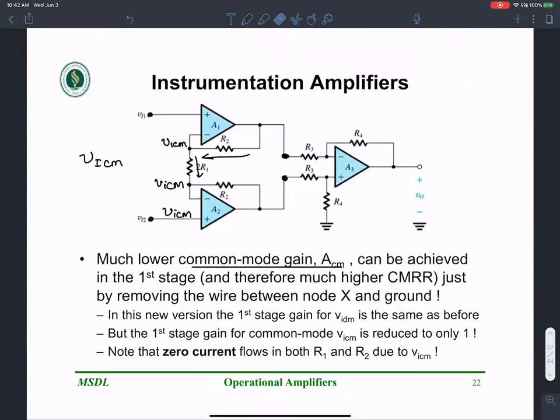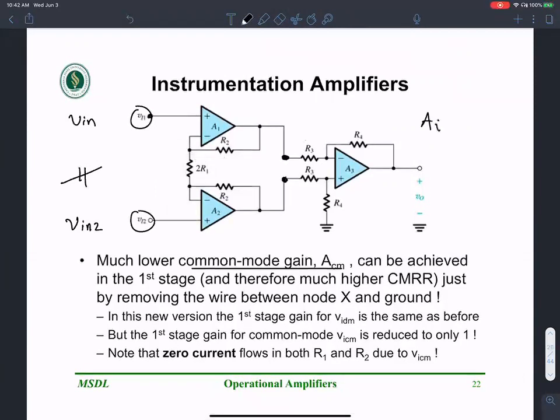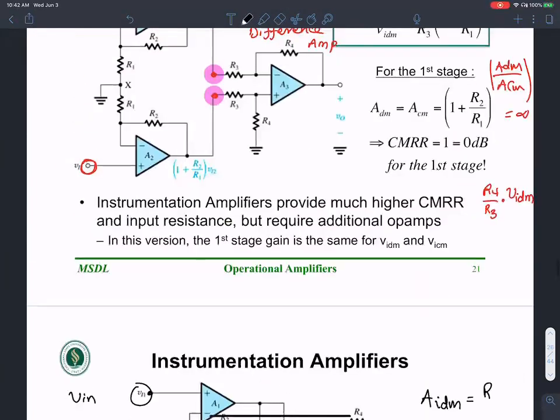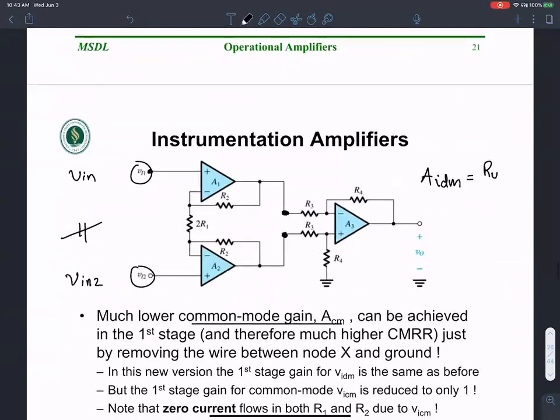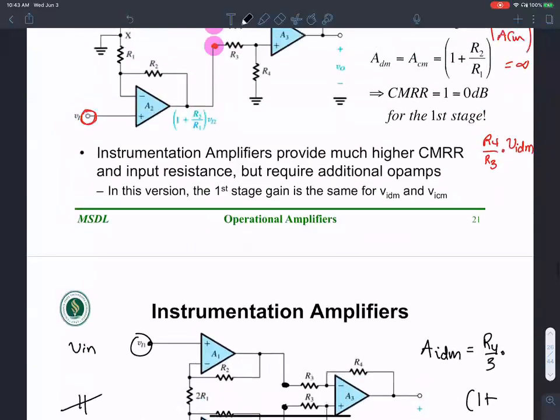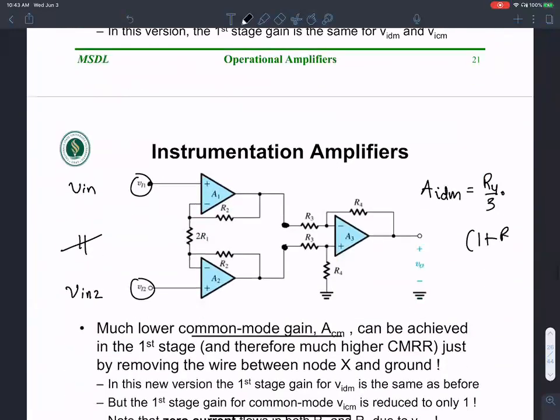So the point being, think about it. If I apply V in 1 not equal to V in 2, when they're not equal, then the differential mode gain is going to be the same as before: R4 by R3 times 1 plus R2 by R1.